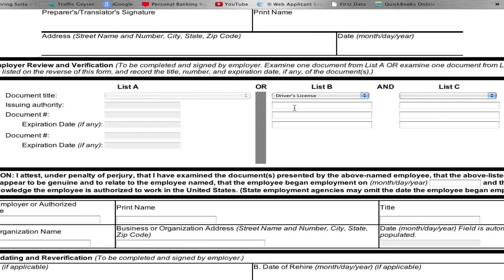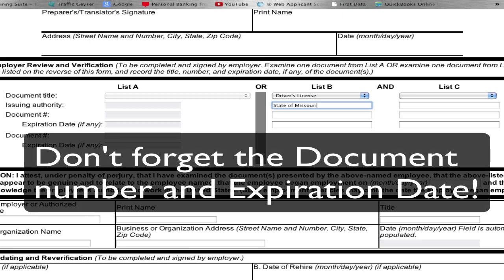On the issuing authority line, however, many managers will put an abbreviation of the state, such as if it came from Missouri, it would say MODL. Of course, there is no such authority as MODL, so this is incorrect. The proper issuing authority for any driver's license is the state from which this license was issued. And in this case, it's Missouri, so you would put State of Missouri in the issuing authority line. No abbreviations, and be sure to include the entire phrase.